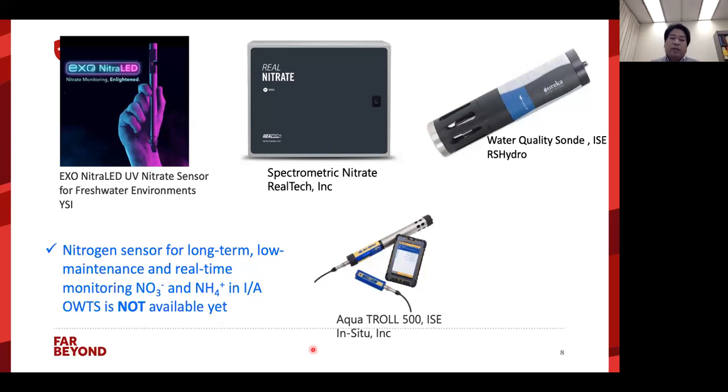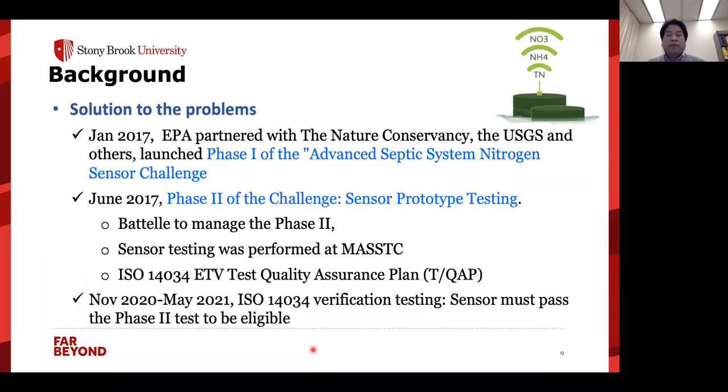So that means a nitrogen sensor for long-term, low-maintenance, low-cost, real-time measurement of nitrate, nitrite and ammonium in the IA system is not available yet on the market. In order to stimulate the development of nitrogen sensors for the IA system, four years ago, in early 2017, EPA partnered with TNC, the Nature Conservancy, the USGS, and others and launched phase 1 of the Advanced Septic System Nitrogen Sensor Challenge.